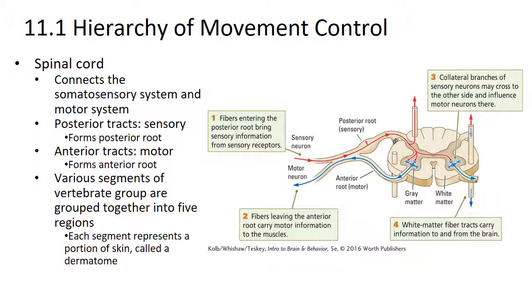We've also covered the spinal cord briefly, but just to review, this connects the somatosensory system and the motor system. So this afferent information and efferent information is connected sometimes by interneurons or sometimes sensory neurons synapse directly onto motor neurons. There's the posterior tract, which is sensory information, and that forms the posterior root. The anterior tracts are motor and form the anterior root, and various segments of vertebrae are grouped together into 5 different regions. Each of those regions represents a portion of the skin called the dermatome.